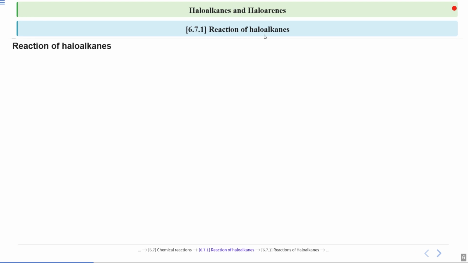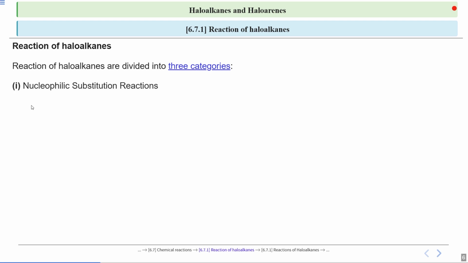6.7.1, reactions of haloalkanes. So let's see the haloalkanes reactions, how they happen and what are the types, right? What are the reactions they show? Reactions of haloalkanes are divided into three major categories. First, nucleophilic substitution reaction. So haloalkanes show nucleophilic substitution reactions where there is substitution of nucleophiles.